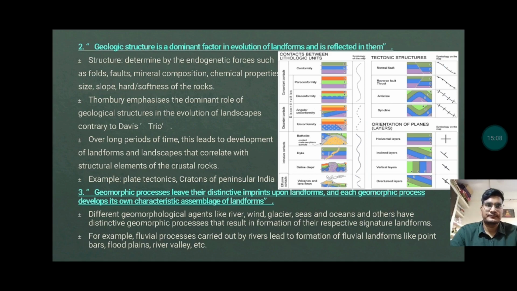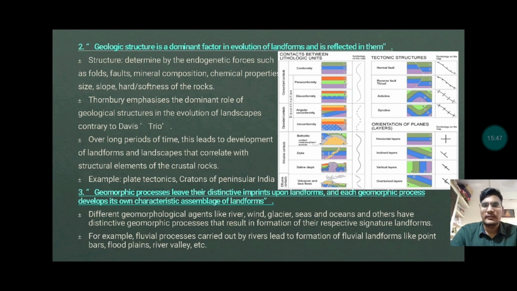Now let's move to the next principle. The third principle is that geomorphic processes leave their distinctive imprints upon landforms, and each geomorphic process develops its own characteristic assemblage of landforms. So in this principle, immense focus is given to geomorphic processes. There can be different geomorphological agents like river, wind, glacier, seas and oceans. They have their own distinctive geomorphic processes.